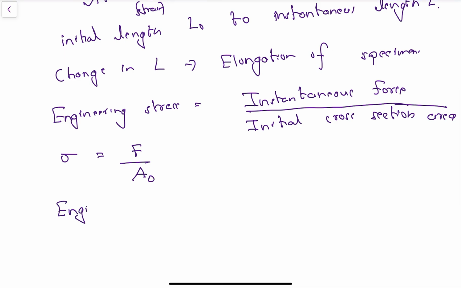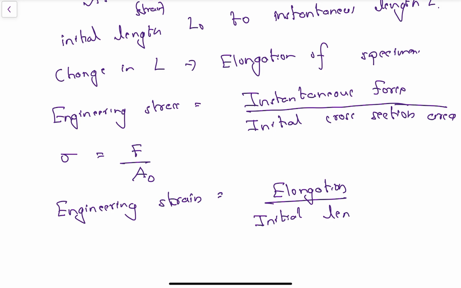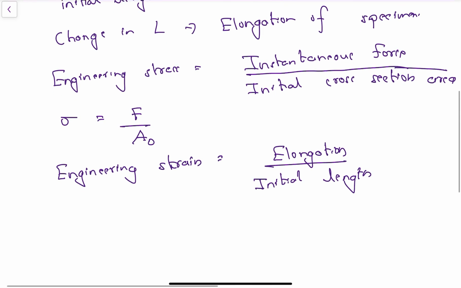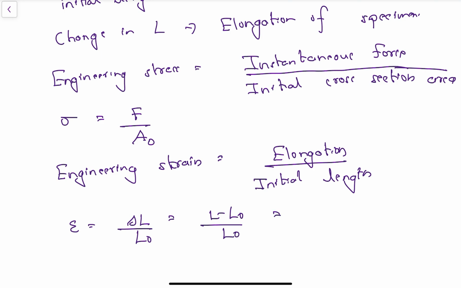And engineering strain is defined as the elongation divided by the initial length. That is given by epsilon, which is equal to delta L by L0, or equal to L minus L0 by L0, or it can be written as L by L0 minus 1. Okay, this is the stress and strain.